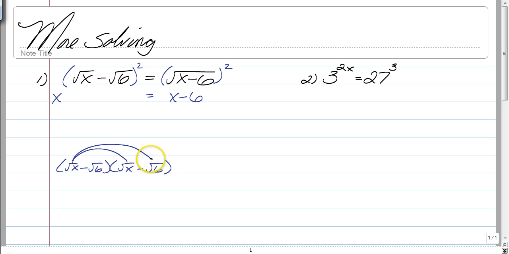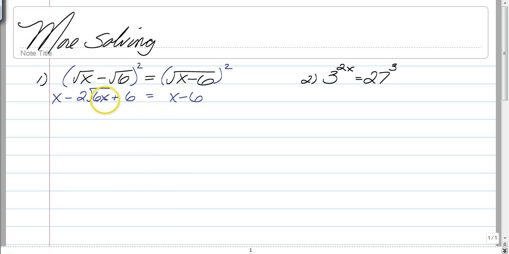And then the square root of x times a negative square root of 6, and then a negative square root of 6 times the square root of x, that's going to give you minus 2 square roots of 6x. And then finally, negative square root of 6 times the negative square root of 6 is just going to give you a positive 6. So when you FOIL that, you're going to end up with that. So now you're going to have to combine like terms, simplify a little bit, and you're going to have to get rid of another radical.